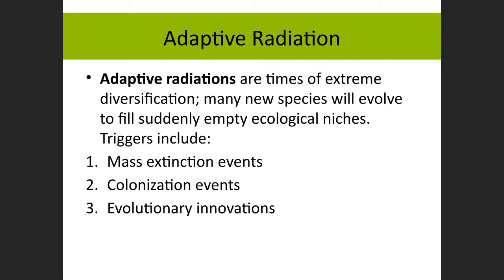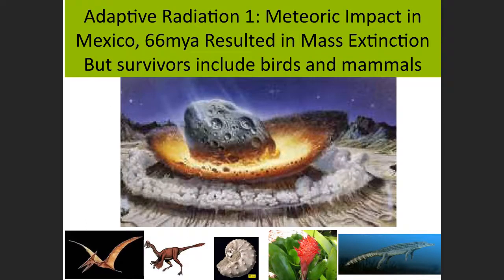And then also an evolutionary innovation. A brand new thing like wings or flowers evolves, and it's so successful that there's rapid diversification. So we're going to talk through and give a few examples of each of these.